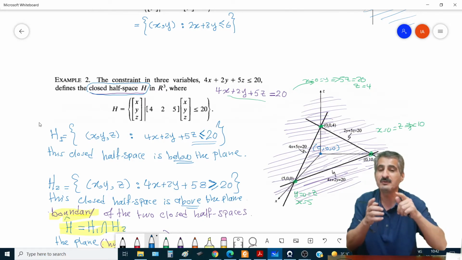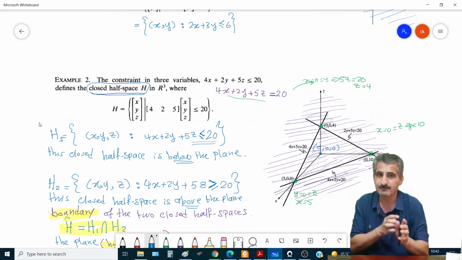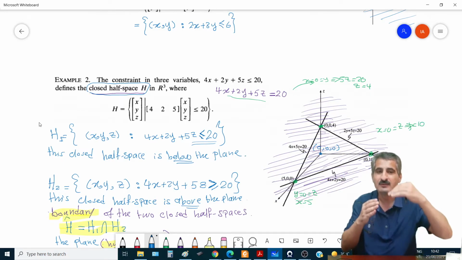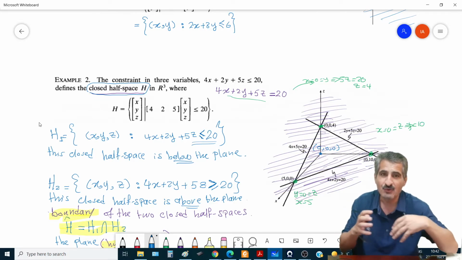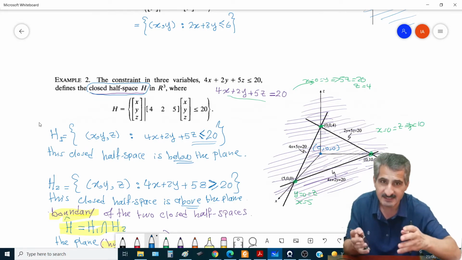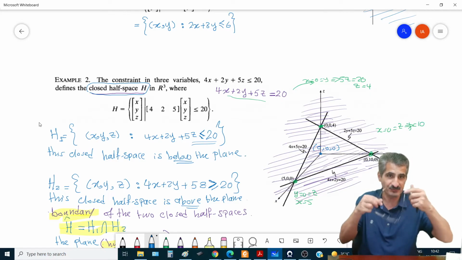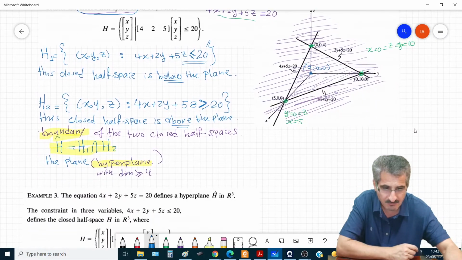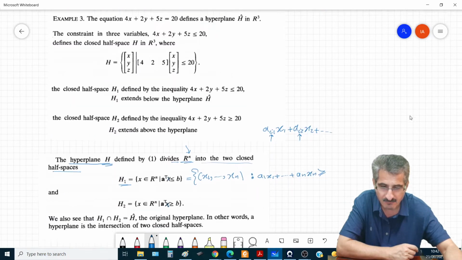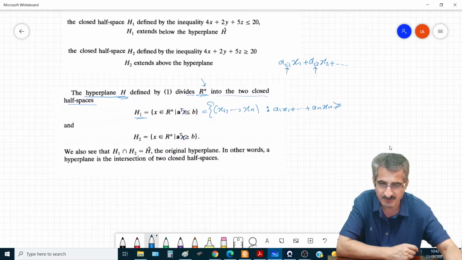We are working with one constraint. After we understand that, we work with each constraint and take the intersection of the closed half spaces coming from these constraints. Okay, so this is the idea. Now we are still working with one constraint. Go ahead.